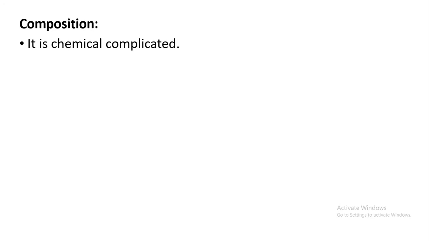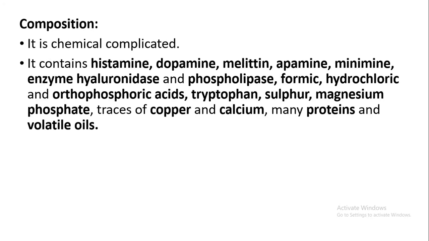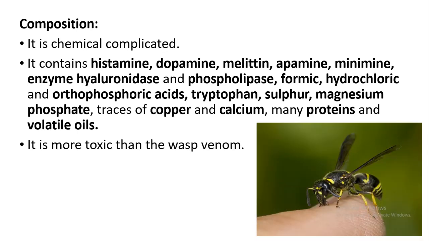So this is how the modern bee venom extractor works. Now we are going to study the composition which is present in the bee venom. So here it is first of all very complicated. There are a number of chemicals present, like histamine, dopamine, melatonin, apamine, minimine, the enzymes hyaluronidase and phospholipase, formic, hydrochloric, and orthophosphoric acid, tryptophan, sulfur, magnesium, phosphate, some traces of copper, calcium, and many proteins and volatile oils. It is more toxic than the wasp venom.